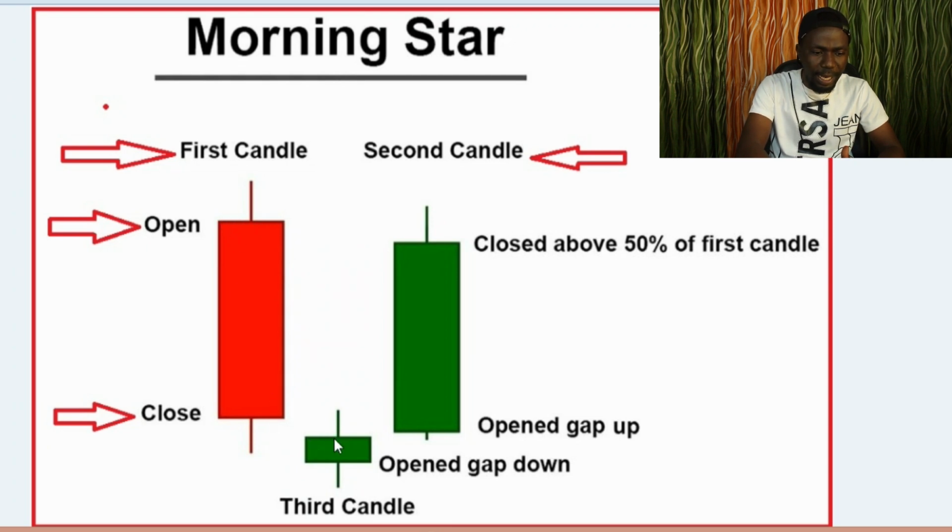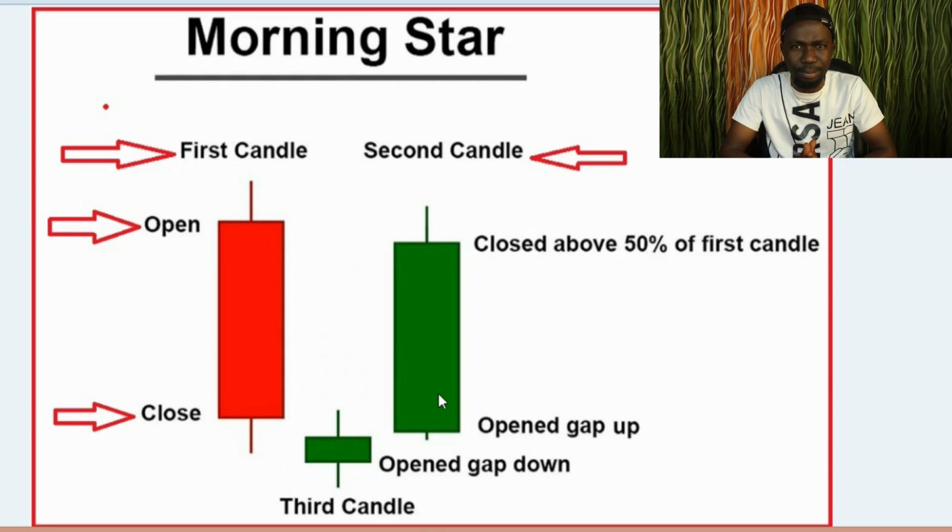So the market opens here again, and then the seller pushes it down to this point. The buyer steps in, pushes it up again, and then pushes it to this point until it closes above here. So this candlestick pattern is known as a morning star. It is a bullish reversal candlestick pattern.